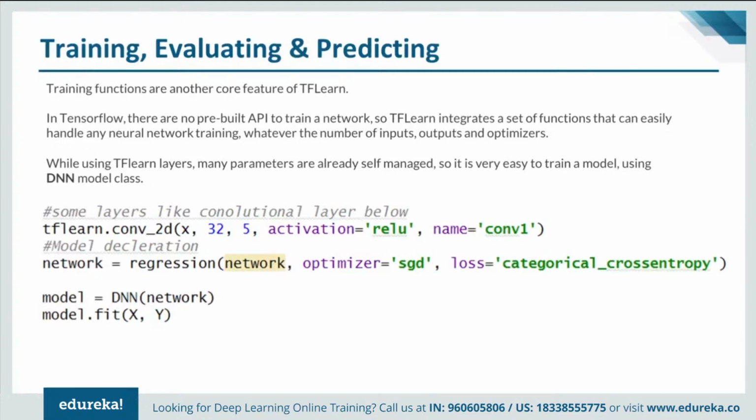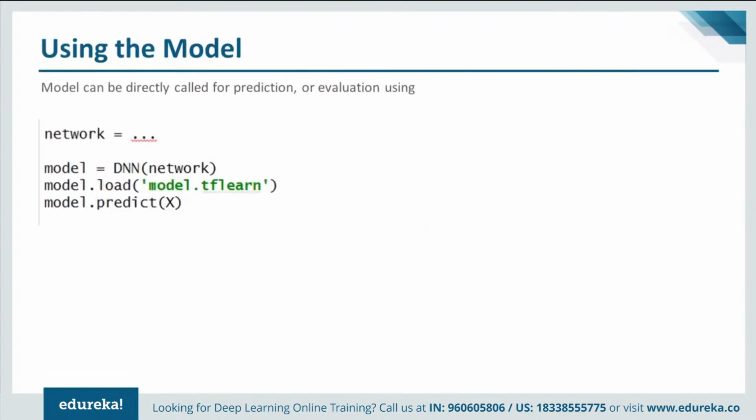And then the rest of the things are the same. The DNN stands for deep neural network, and then you're fitting it the same way we used to do it in Keras as well. And using the model, once the model has been trained, you can load the model and predict with the predict function.